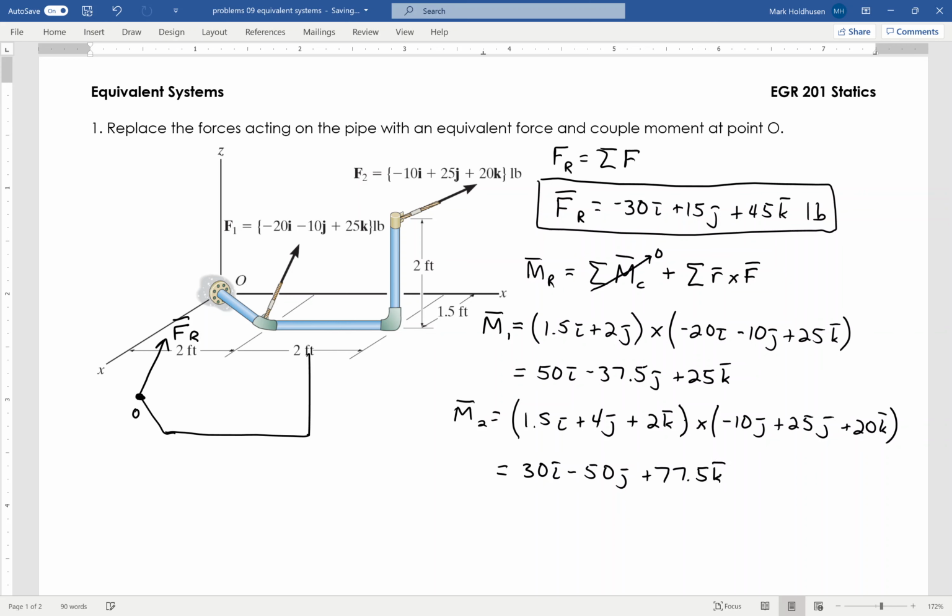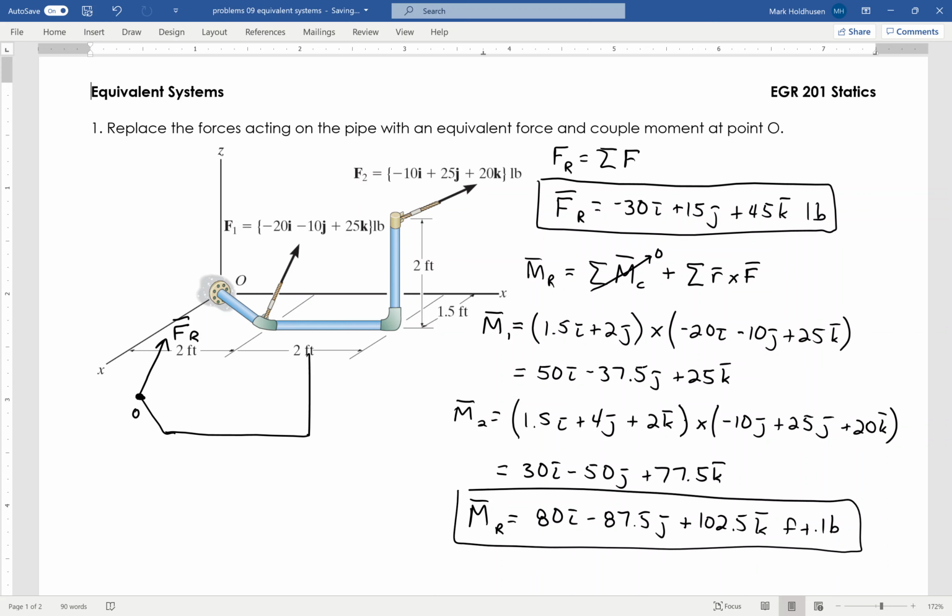Adding those together, I can find that my resultant moment, just adding the i's, j's, and k's together, I get 80i minus 87.5j plus 102.5k, and that will be foot-pounds, okay? And what that is, is a resultant moment, or a new couple moment, that I'm going to place at point O.